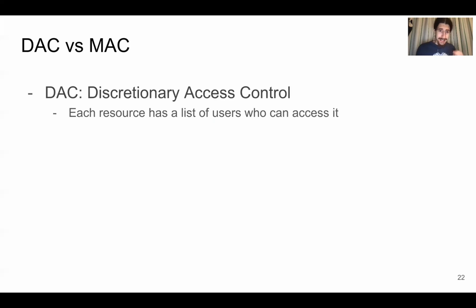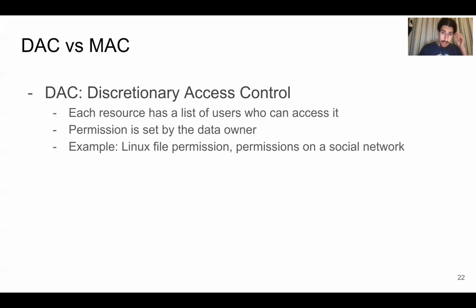The idea is that each resource has a list of users who can access it, and the permission is set by the data owner. Okay, so Linux file permissions or permissions on a social network fit under the DAC mindset. Okay, why? Well, because I create a file and then I can say, oh, I want this file to be accessible by everybody by changing the read, write, and executable permission for the other group.